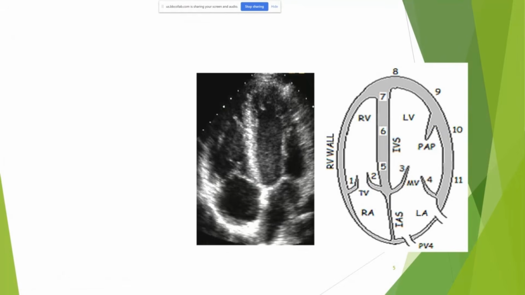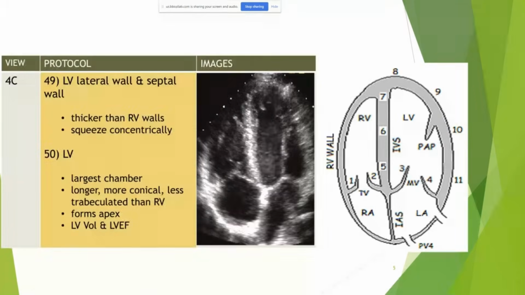So I want to talk about a few things when it comes to the protocol. You always want to make sure that you can see your septal wall and your lateral wall. If you cannot see them, that's a problem. You don't have a proper four-chamber. Remember, the doctor wants to see how well they're squeezing. We also want to be able to get the patient's ejection fraction and a bunch of things like that.